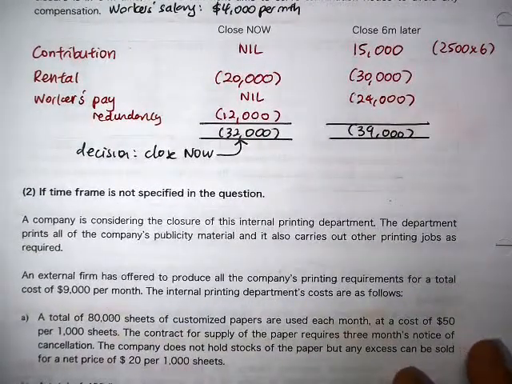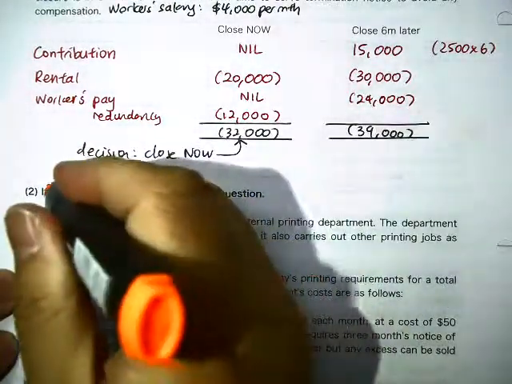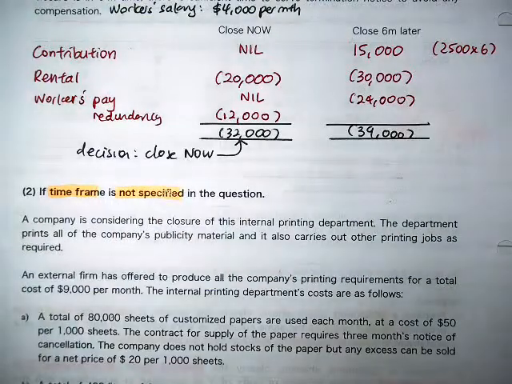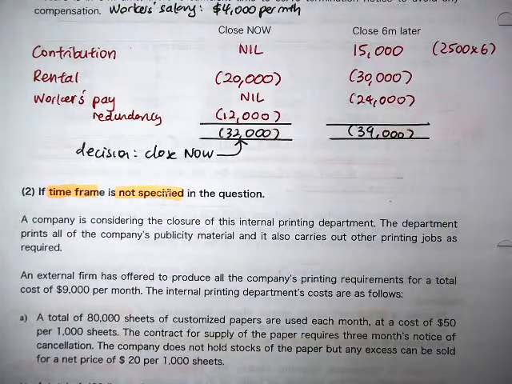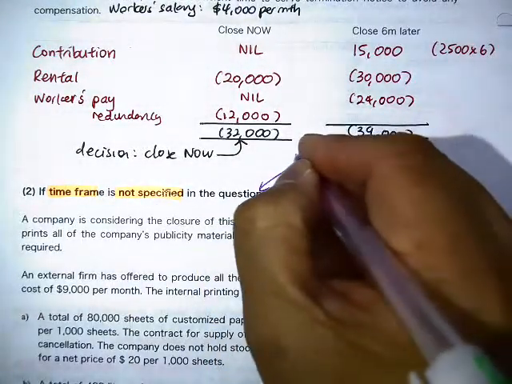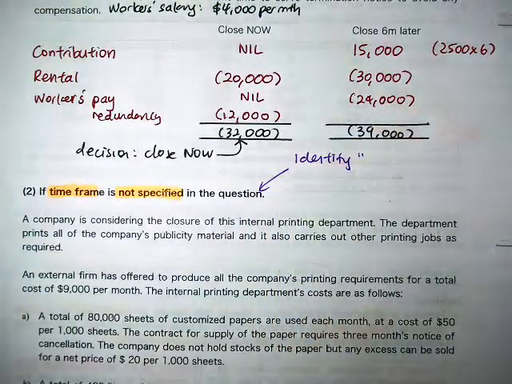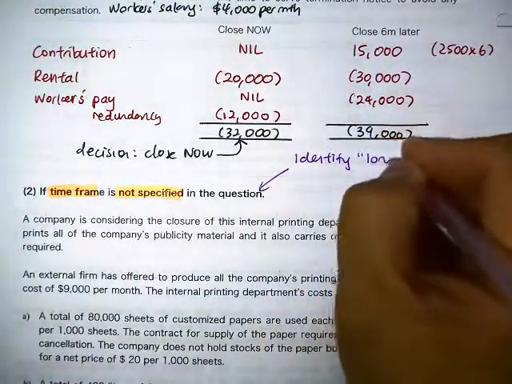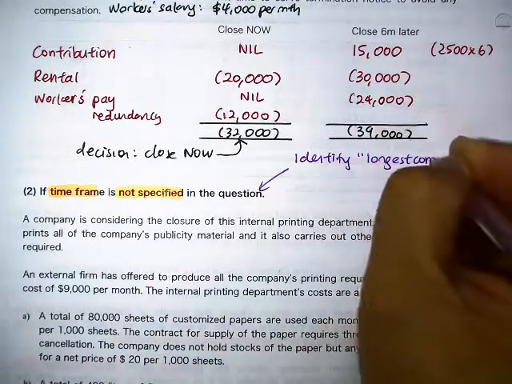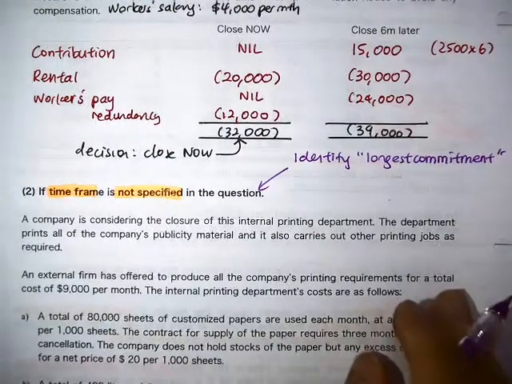The second example that they can test you is they will not give you a time frame. That time frame is not specified. Now if they don't give you the time frame, then what you must do is you need to identify what is the longest commitment.